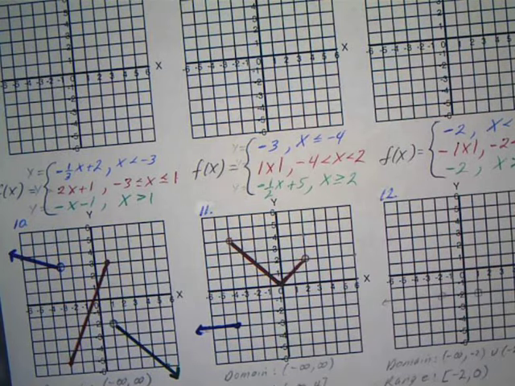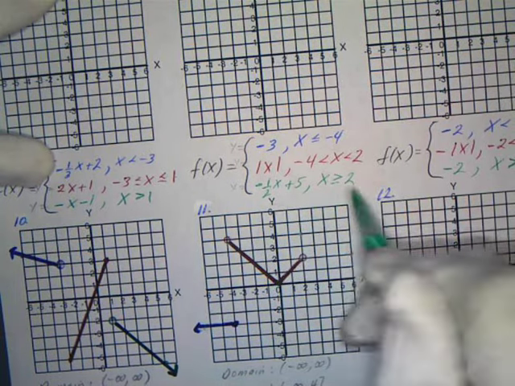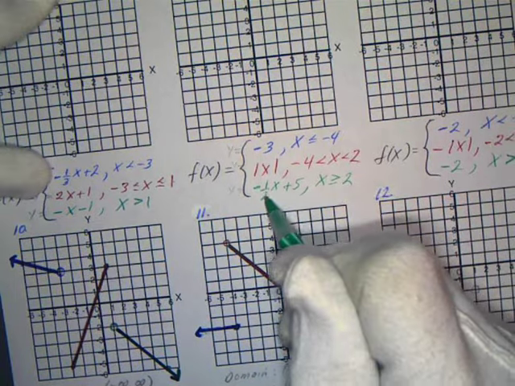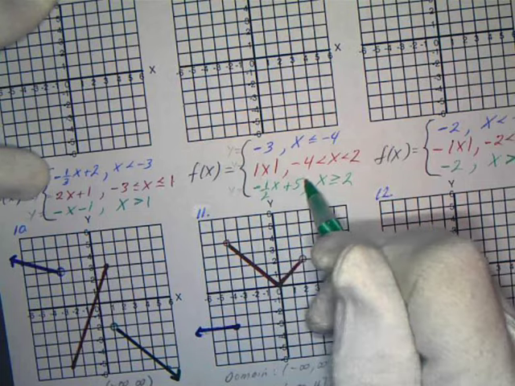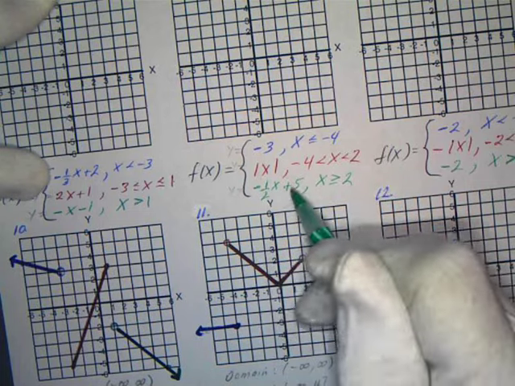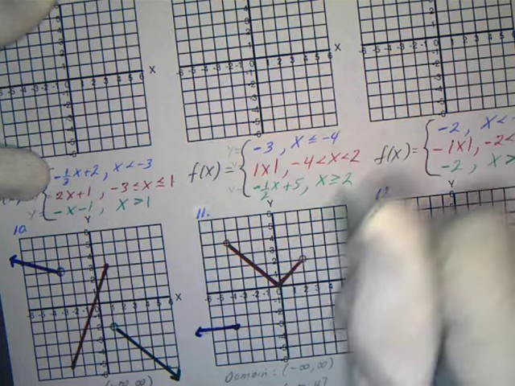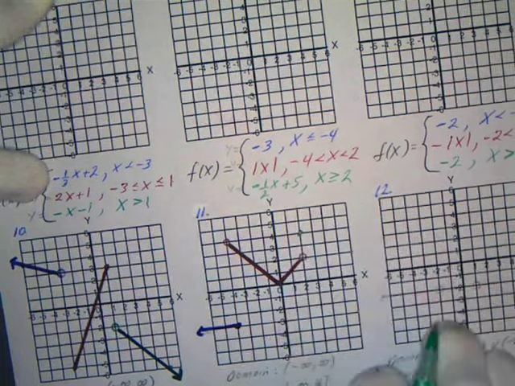So again, I'll try to find a point that's divisible by 2, because I got a 1/2 in front, and this works out nicely. So if I put 2 here, what's 1/2 of 2? 1, so that's -1 plus 5 is 4, so I'm at 4. And it's equal to, so I've got a dot there at 4.